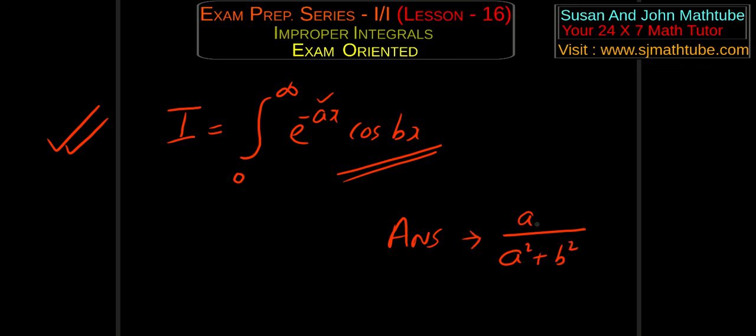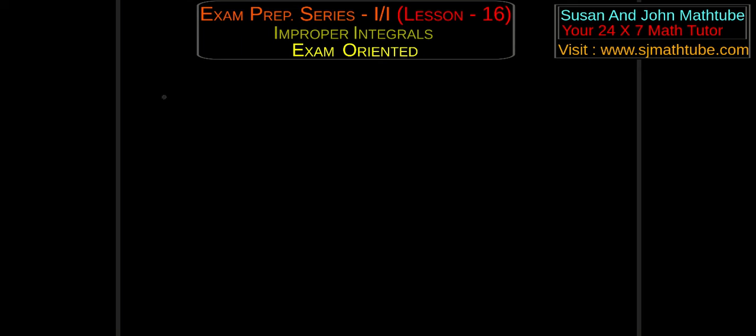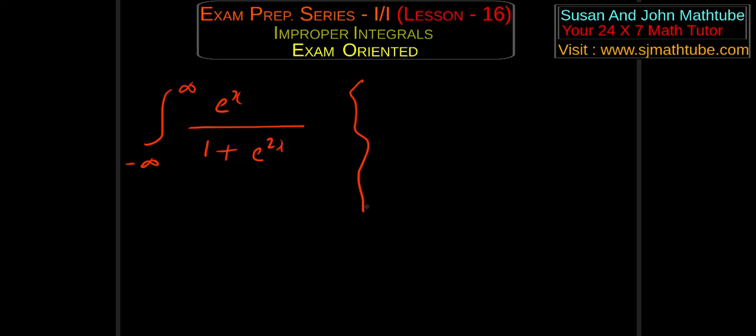Yeah, the answer is a by a square plus b square. Okay, let's go for the last question in type 1. After this, we will learn type 2, and that will be in the next video, of course. So please write, evaluate the integral minus infinity to infinity e power x by 1 plus e to the power 2x. Okay, so as always, what's the first thing to do?